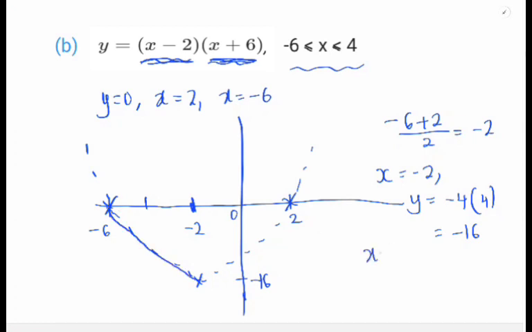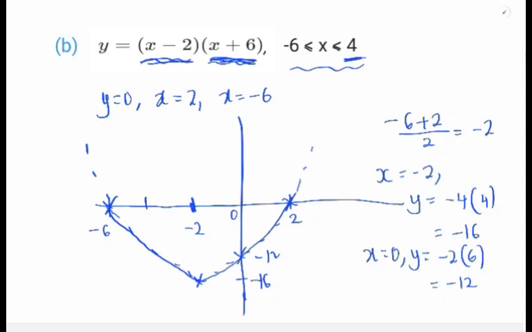Check again: when x equals 0, what is y? y equals 0 minus 2 is negative 2, and 0 plus 6 is 6, so equals negative 12. So it cuts at negative 12. Right? So it goes like that. They want you to draw up to 4 only.